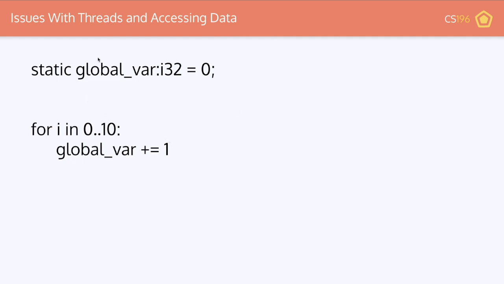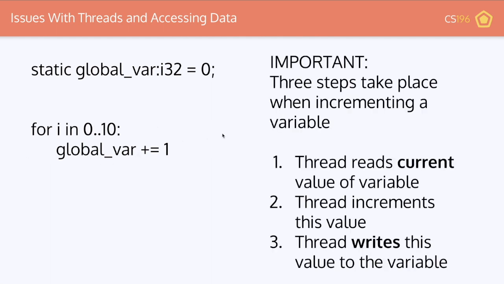So we have a static global variable. This global variable can be read by all threads. And we have a simple for loop from i, 0 to 10. Let's increase this by 1. All right, so 3 important steps take place when incrementing a variable. The thread first reads the current value of the variable. The thread increments this value, and the thread writes this value to the variable. So whenever we're trying to do an incrementation like this, it isn't a one-liner thing. Several things happen in the same place.